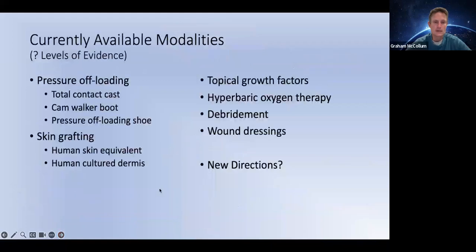That's diabetic ulceration in summary. What are the available modalities to treat diabetic ulcers? The best and most well-proven is to offload that part of the foot with a total contact caster. You can use cam walker boots and offloading shoes, but the best is a total contact cast. I'll show you some pictures of how to put it on. And obviously wound therapy is pretty important.